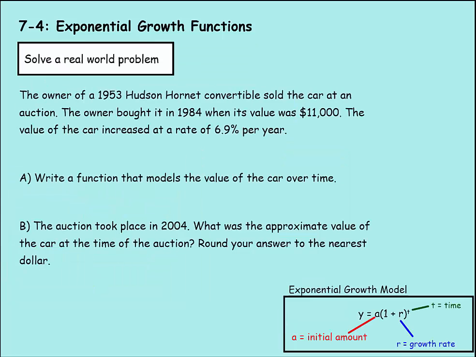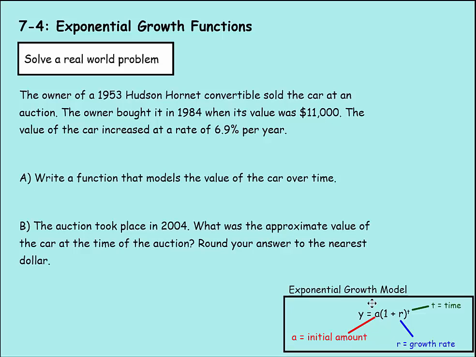We're going to use what we've been learning so far to apply it to a real-world situation. So it says the owner of a 1953 Hudson Hornet convertible sold the car at an auction. The owner bought it in 1984 when its value was $11,000. The value of the car increased at a rate of 6.9% per year. It says write a function that models the value of the car over time. This is very similar to the things we've been doing so far, but we're going to follow this model to solve these kinds of problems.